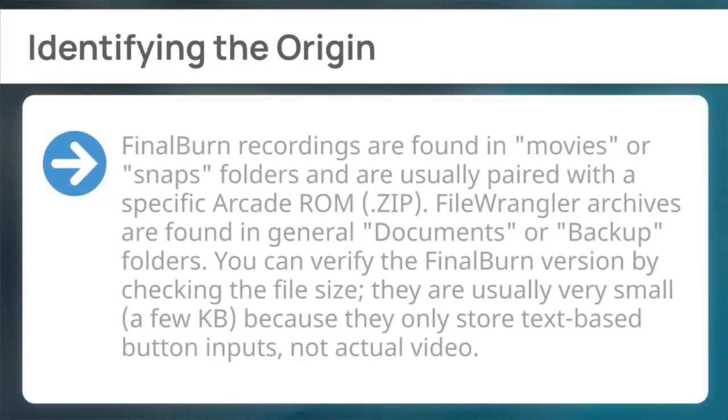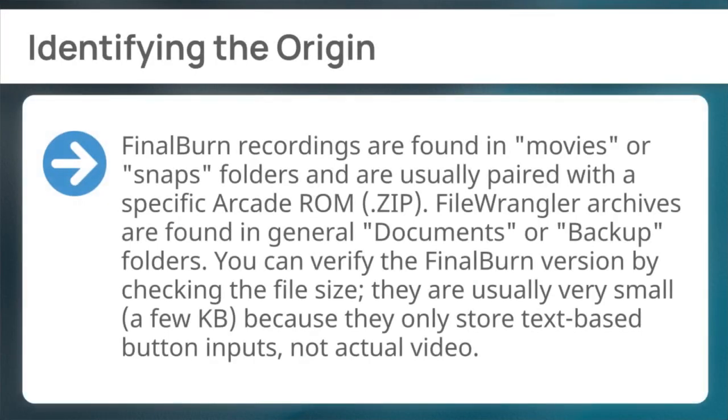First, identifying the origin. FinalBurn recordings are found in Movies or Snaps folders and are usually paired with a specific arcade ROM.zip. FileWrangler archives are found in General, Documents, or Backup folders. You can verify the FinalBurn version by checking the file size. They are usually very small, a few KB, because they only store text-based button inputs, not actual video.